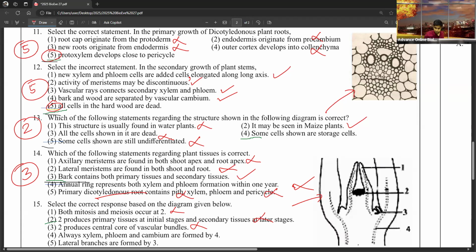Always xylem, phloem, and cambium are formed by four. Lateral branches are formed by three. Correct. Fifth one is okay.